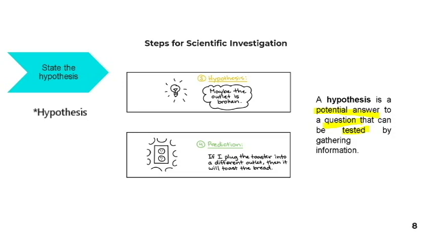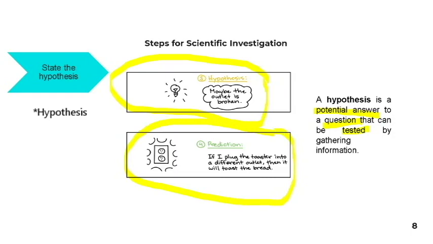It says here, your hypothesis: maybe the outlet is broken. So you come up with your hypothesis and you come up with your prediction. So if I plug the toaster into a different outlet, then it will toast the bread. So maybe the first outlet that you use is broken. That's your answer for your question a while back. You're trying to predict a possible answer for your question. That's your hypothesis.